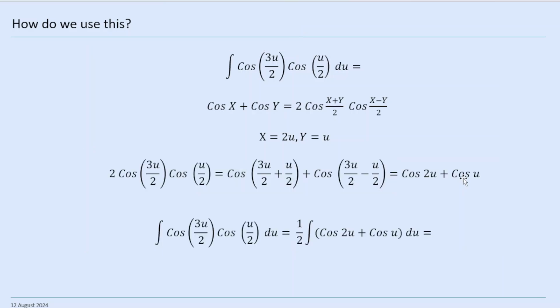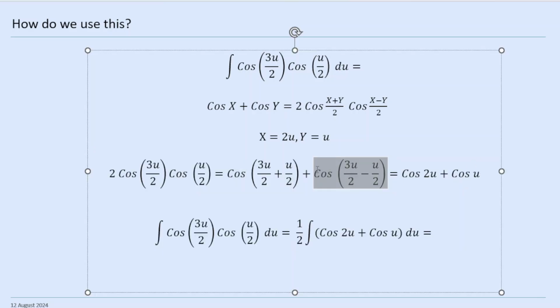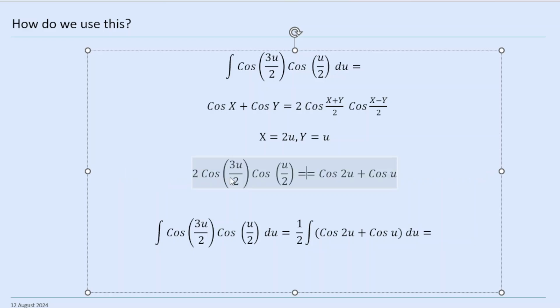And also, the way I've animated the charts, look, it's going to keep cropping up. And as it keeps cropping up, we're going to keep on deleting it. Bit of real-time action there. So the thing is, we divide both sides by 2. So what we get is the integral of cos 3u over 2 cos u over 2 du equals a half integral of cos 2u plus cos u.